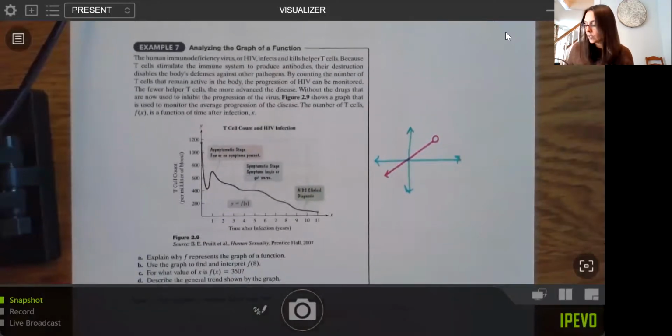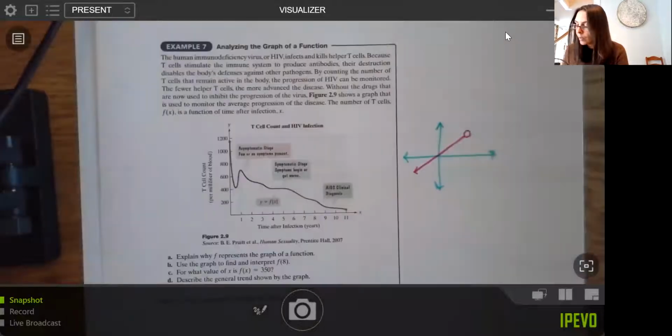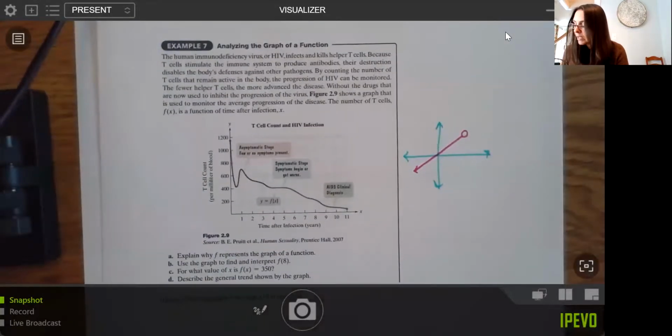All right, so let's look at our example here. So the human immunodeficiency virus, HIV, infects and kills helper T cells. Because T cells stimulate the immune system to produce antibodies, their destruction disables the body's defenses against other pathogens. By counting the number of T cells that remain active in the body, the progression of HIV can be monitored. The fewer helper T cells, the more advanced the disease.